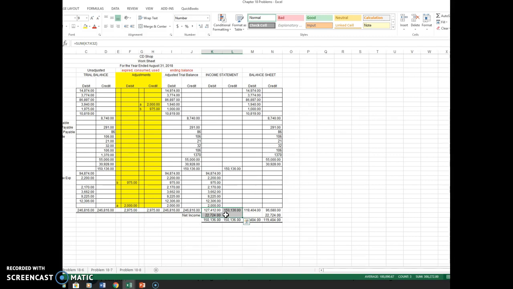Okay, so it has no normal balances. You close the revenue onto the credit side of income summary, you close your expenses on the debit side, and then you can kind of figure out if you have net income or net loss. So we'll get more into that in just a bit.